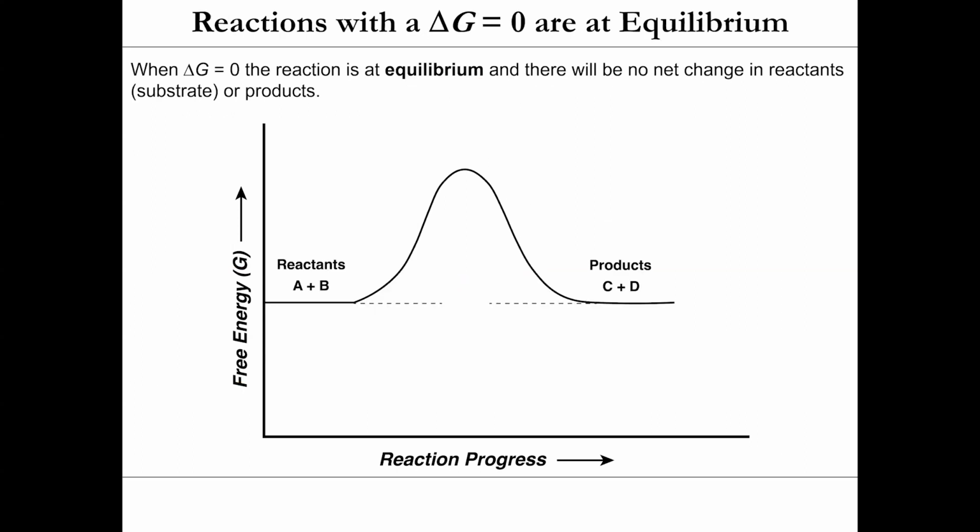Now, the last example would be where delta G is 0. And so this would be when a reaction is at equilibrium. So there's no change in Gibbs free energy between the reactants and the products. So there's not going to be any change in the free energy of the reactants and the products. So the reaction is going to be said to be at equilibrium.